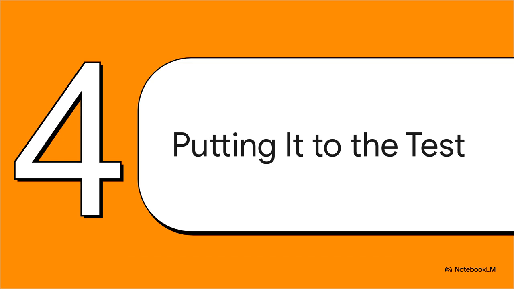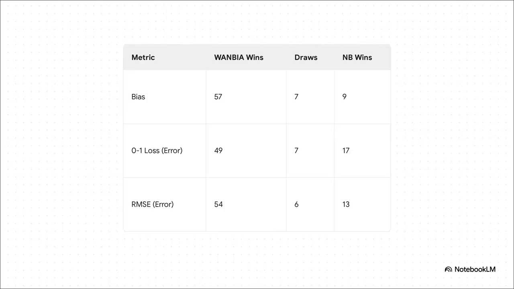It's an elegant solution, but does it actually work when the rubber meets the road? Let's take a look at the data from the paper that introduced this whole idea. The researchers basically set up a head-to-head competition between WANBIA and regular naive Bayes, testing them on 73 different real-world datasets. And the results? They weren't even close. When it came to bias, WANBIA won 57 times. For just plain old error rate, it won 49 times. The numbers don't lie. The fix absolutely works.